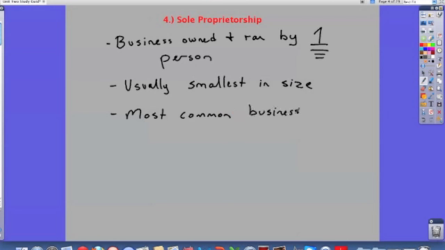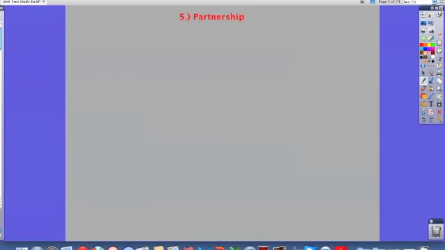It is a big deal to run a sole proprietorship. It's difficult, time-consuming, and we're going to look later at some of the advantages and disadvantages of each of these. But right now, we really just want to get the definitions of what they are. So, a sole proprietorship, business owned and ran by one person.